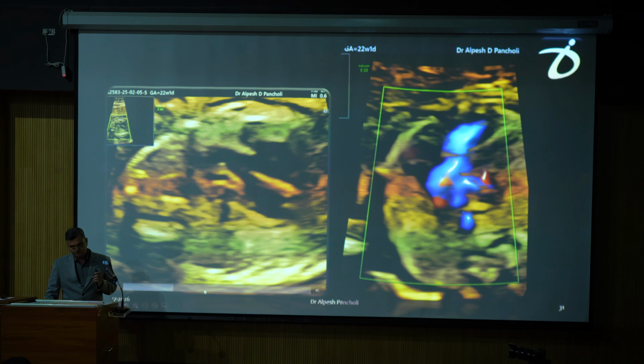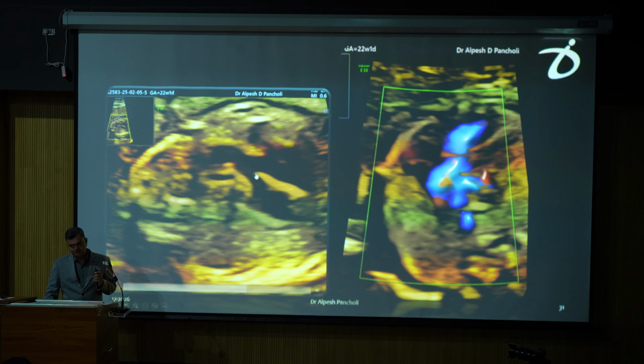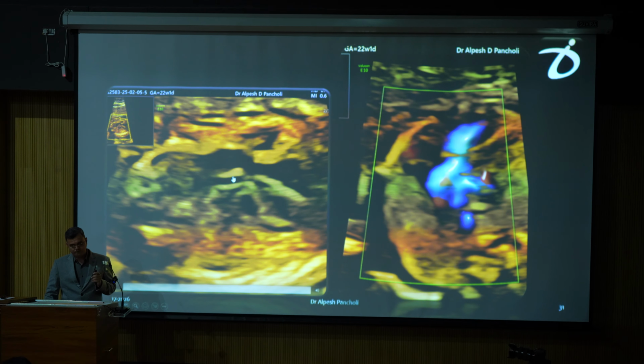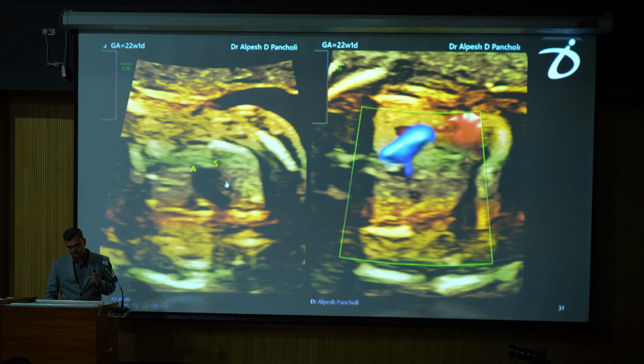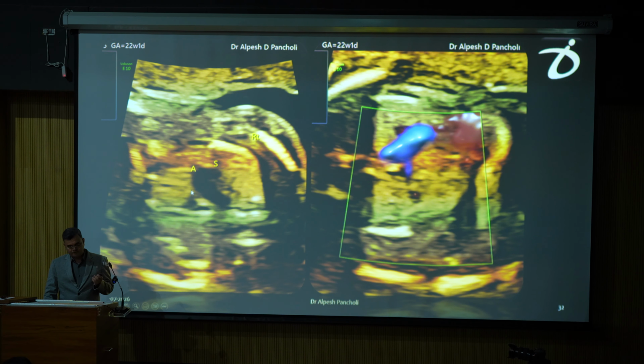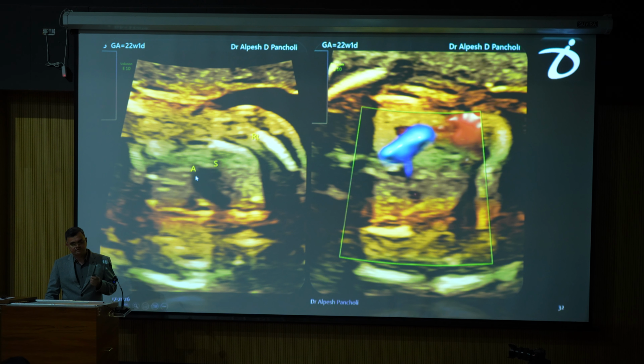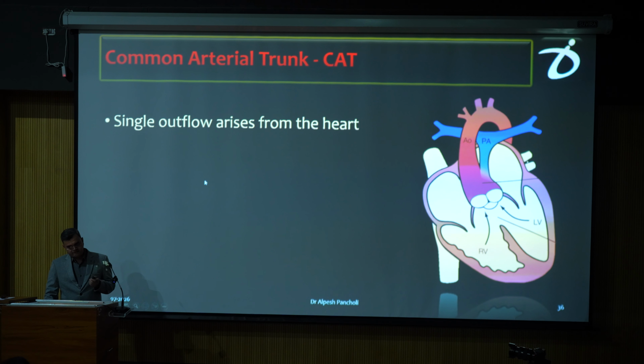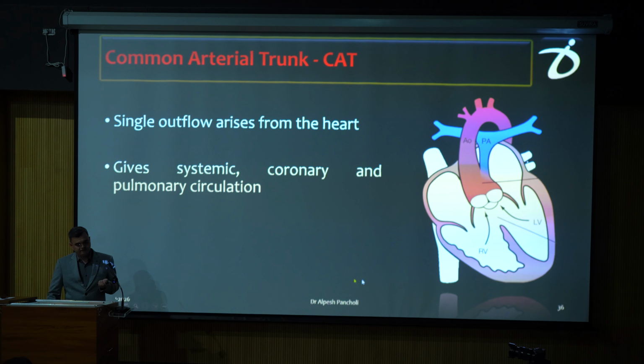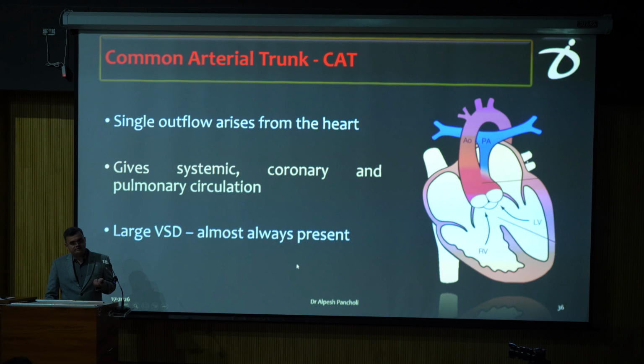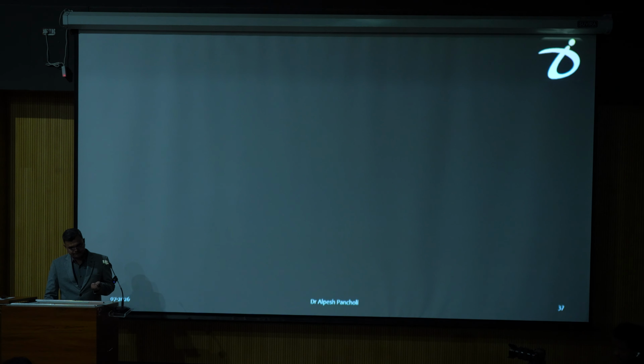So this is the color Doppler image. Here we can see this is the truncal valve and the pulmonary artery, which is small, arising from the main truncus. And on the 3-vessel trachea view, we don't see the third pulmonary artery. This is the aorta, this is the trachea, but this is on the right side. So we are dealing with CAT with right aortic arch. Common arterial trunk is a single outflow that arises from the heart. It gives systemic, coronary and pulmonary circulation. Large VSD is almost always present.